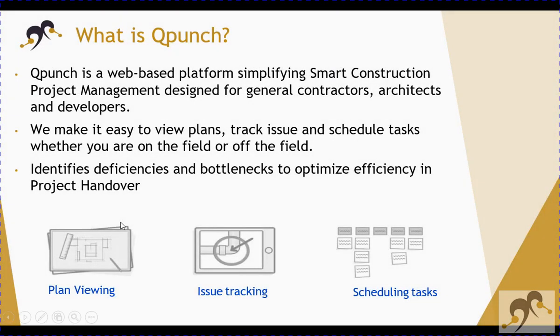So what is QPUNCH? Basically, QPUNCH is a web-based platform which simplifies project management for different stakeholders involved in a construction project, which may be the general contractors, architects, and developers. It gives you one view of what is happening and transparency of all the actions between the parties so that things can happen more efficiently. It helps you directly view plans, track issues, and schedule tasks when you are on the field.